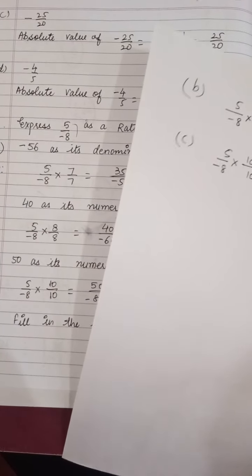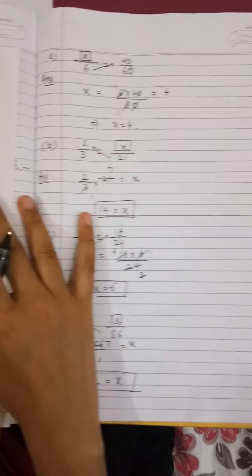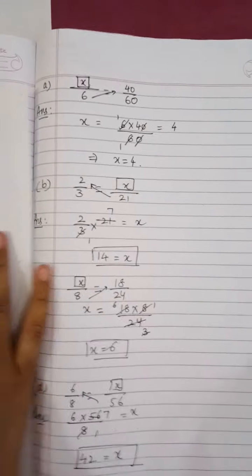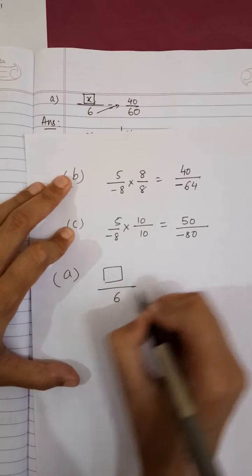So this was your question number 6. Now let's move to question number 7. Question number 7 is fill in the blanks. Now how you are going to do it is, let us see here. First part is blank upon 6 equals to 40 upon 60.